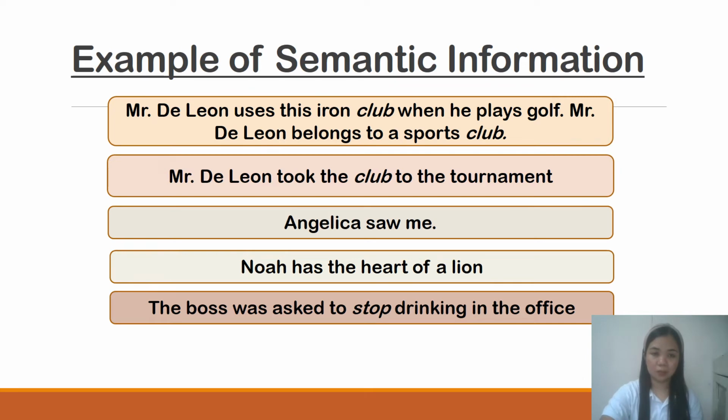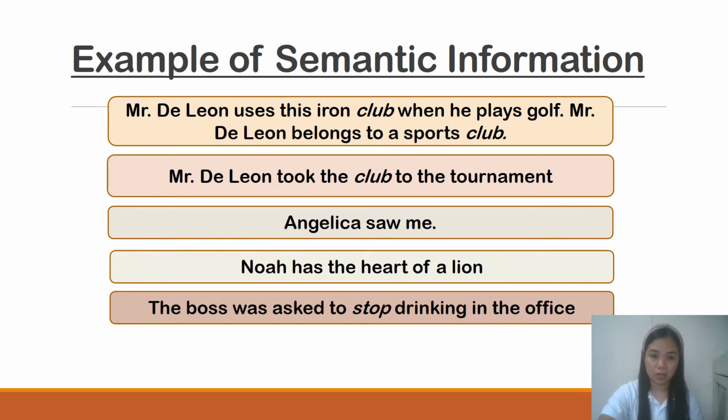Second example: "Mr. De Leon took the club to the tournament." This is an example of understanding lexical ambiguity, meaning a word belongs to two or more word classes. Third example: "Angelica saw me." This is an example of multiple referents. In the sentence, the referent of the word Angelica is the particular person called Angelica who is being spoken of, while the referent of the word me is the person uttering the sentence.